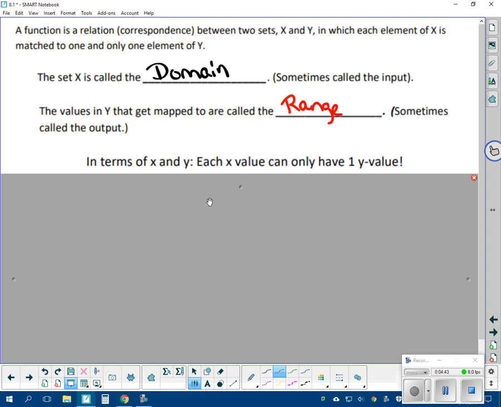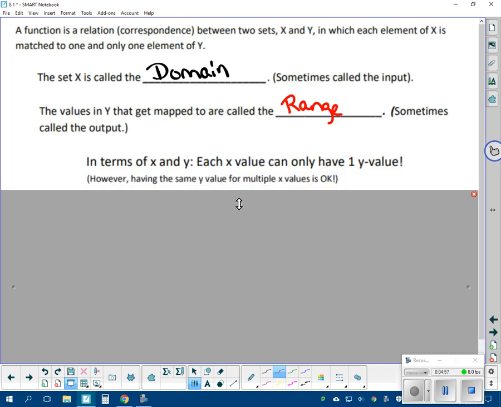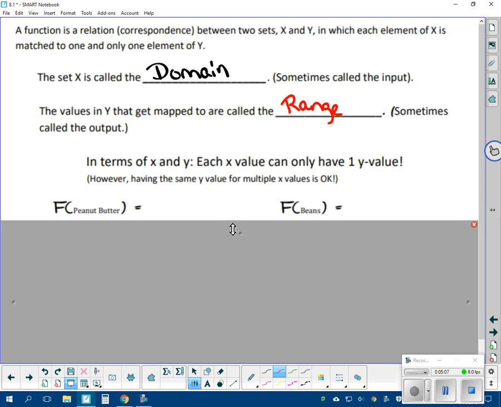In terms of x and y, your definition for function, each x value can only have one y value. That's what we're saying. Each x can only have one y. However, keep in mind, having the same y value for multiple x values is okay, meaning you could have more than one thing costing the same amount. But you can't have an item that costs two different amounts.